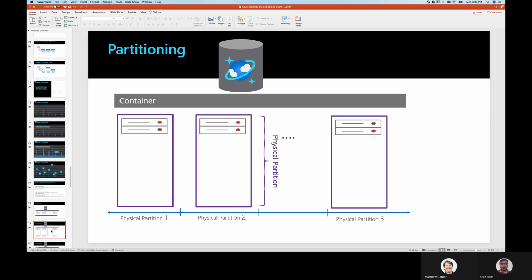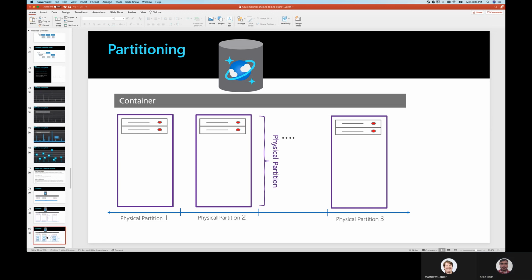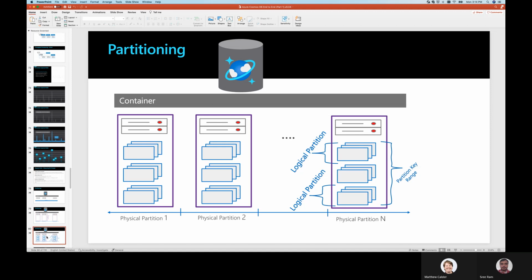So now let's see how it works with a concrete example. So these are all the logical partitions. For example, every physical partition is responsible for a key range of logical partitions. For example, let's say in our case, VIN number 1, 2, 3 is stored in physical partition 1, whereas VIN number 110 to 140 are saved in physical partition N, correct?